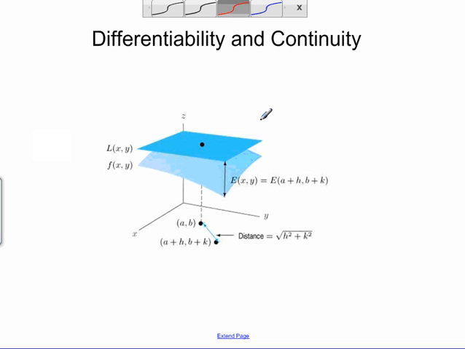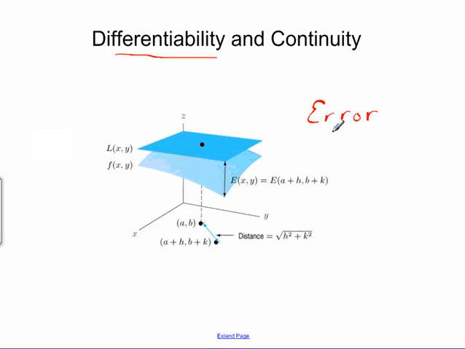To get at the idea of differentiability, let us first think about the idea of error. When we talk about error, what we mean is how well our linear approximation, so creating a plane, can approximate the actual function at a point that is close to the point about which we created the linear approximation.